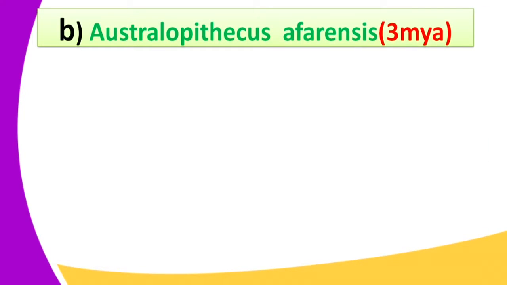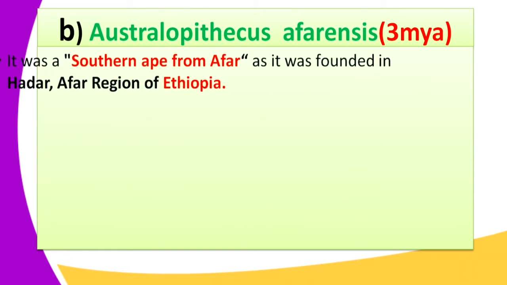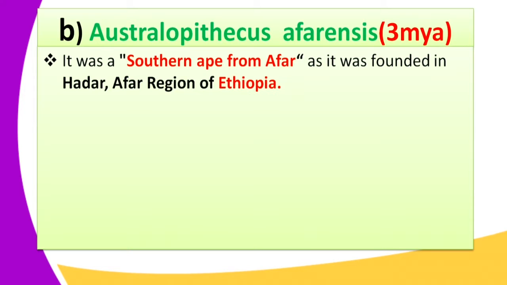The second species that we have on Australopithecus is Australopithecus afarensis. This is the one that followed Australopithecus anamensis, and it lived 3 million years ago, that is MYA. This species was a southern ape. It is known as afarensis from Afar, as it was found in Hadar, in the Afar region of Ethiopia.